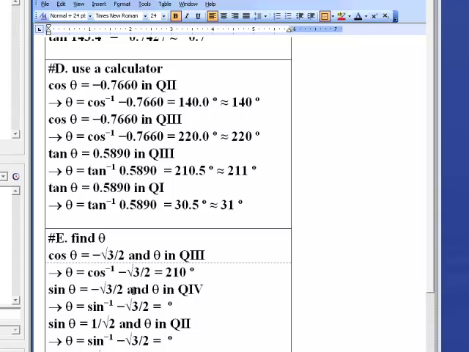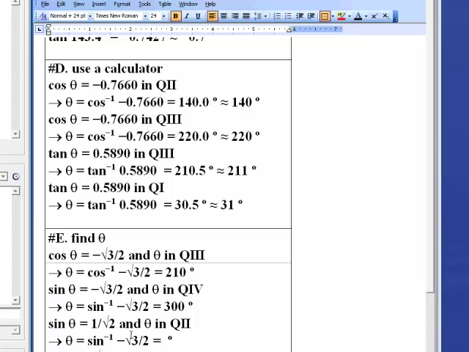Sine theta equals negative square root of 3 over 2, so that will put us at a reference angle of 60 degrees, and we're in quadrant 4, so I subtract 60 degrees from 360, and I come up with 300 degrees. So the first one here was 210, and then the next one is 300 degrees. And I'm double checking my answers here in the book, and I believe I am on the right track so far.